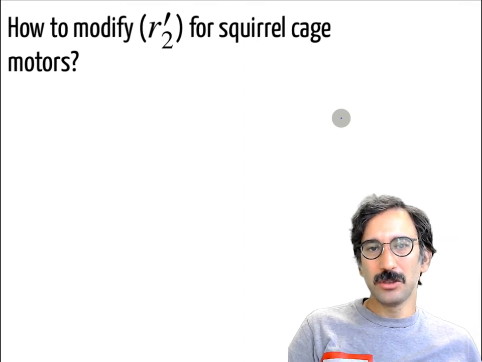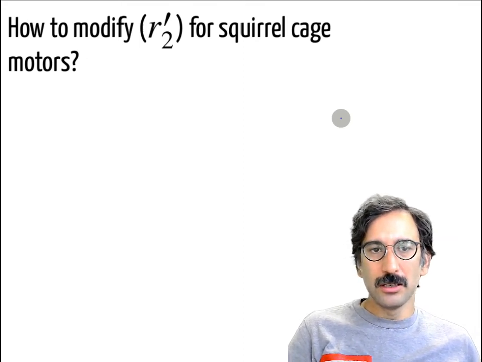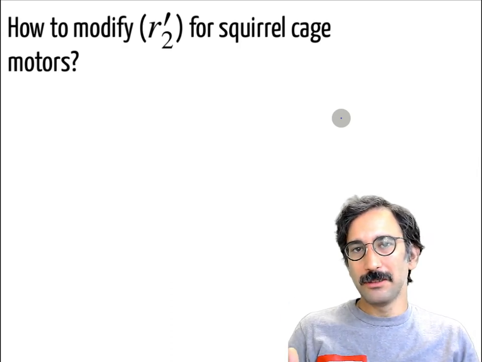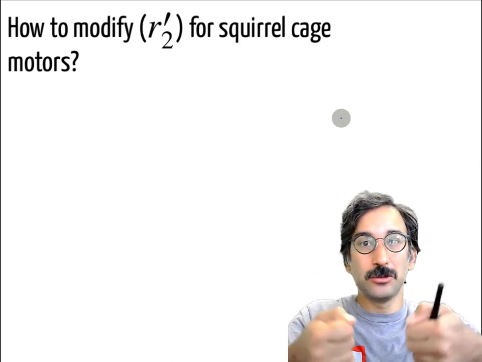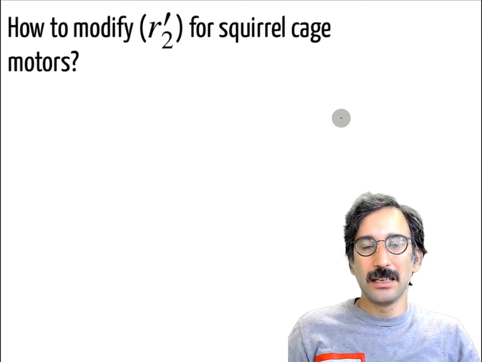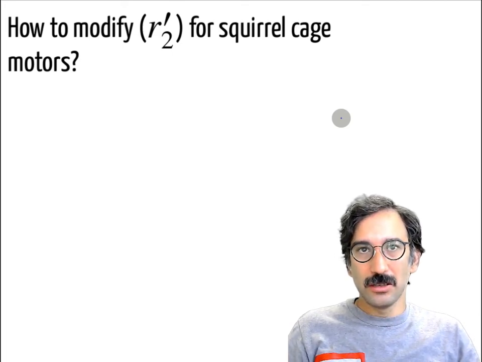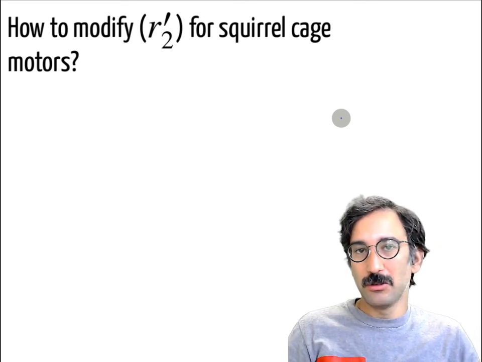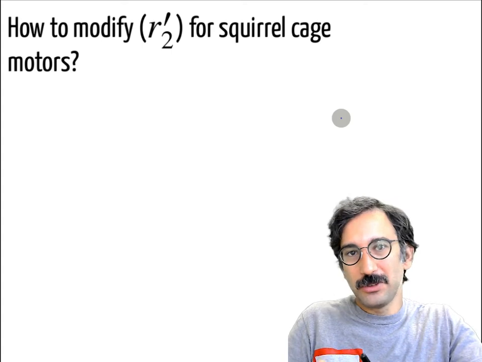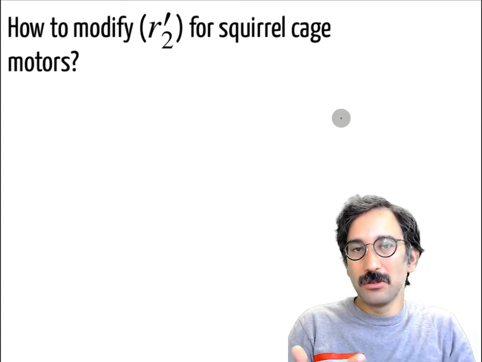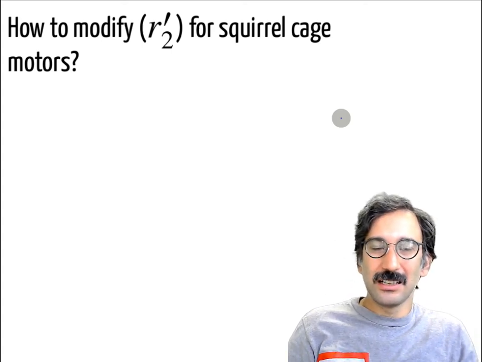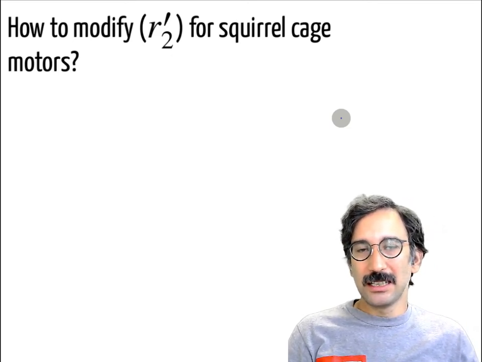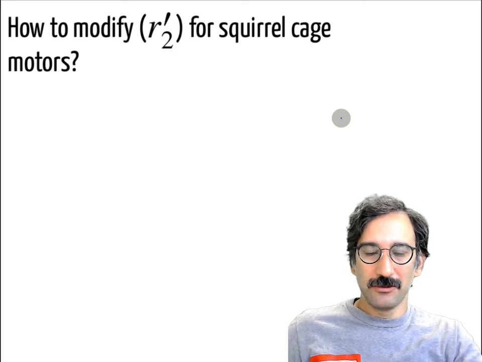But how can we modify the R2 prime for a squirrel cage induction motor? Because in those we don't have any slip rings, actually we don't have any terminals that we can connect inside the machine. I mean, maybe you can put some switches or some external resistances, but how are we going to fit them into the rotor and how are we going to energize those things? So these are not really applicable, technically or economically feasible.